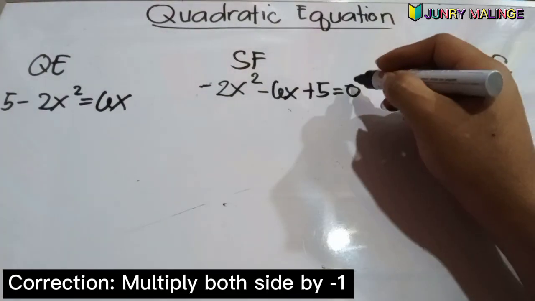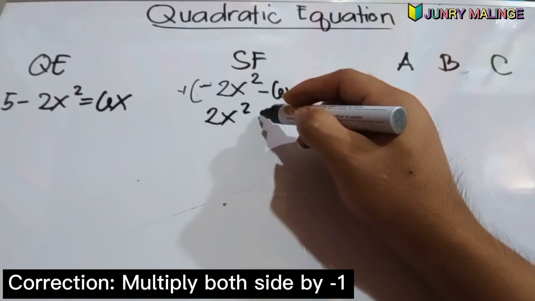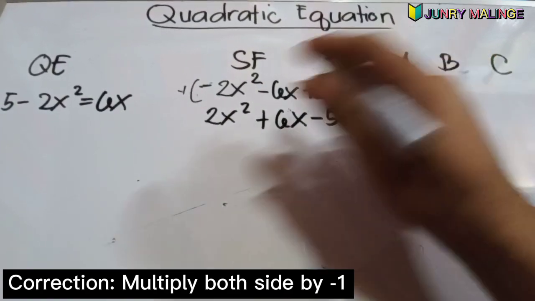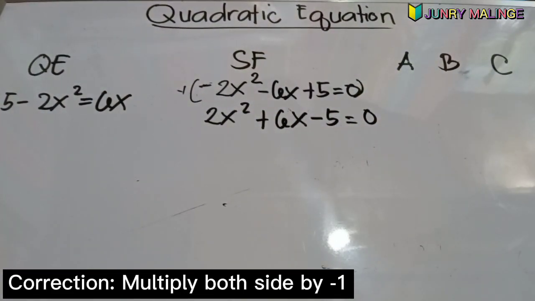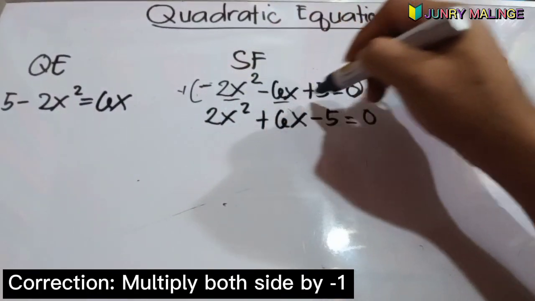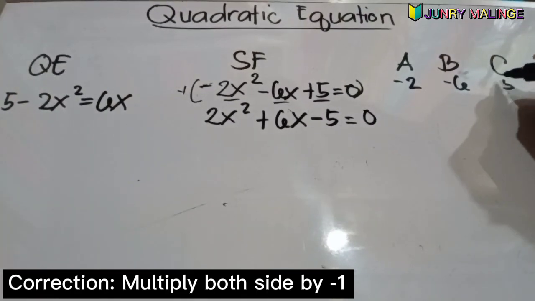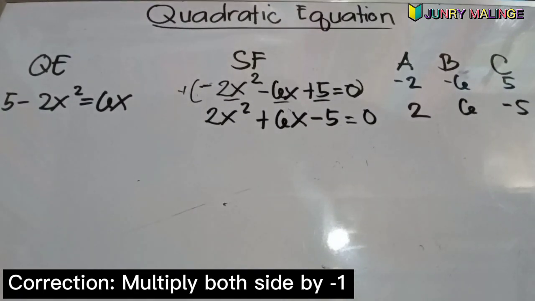Or we can use this one: we divide both sides by negative 1, so magiging itong positive 2x squared plus 6x minus 5, that is negative 1 times positive 5, that is negative 5, equal 0. Now, ano ang value ng ating A? So the value ng ating A, that is 1. This is our A, our B at saka C. So the values are negative 2, negative 6, and 5. Or we can use this one: positive 2, positive 6, or negative 5. Nakuha.